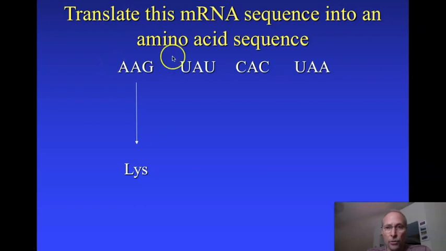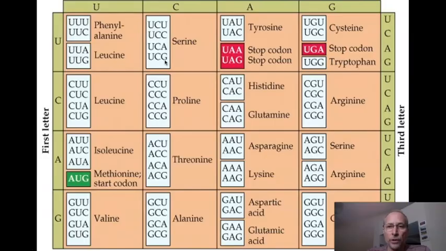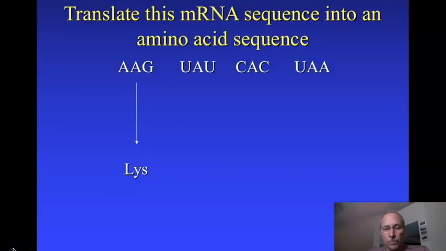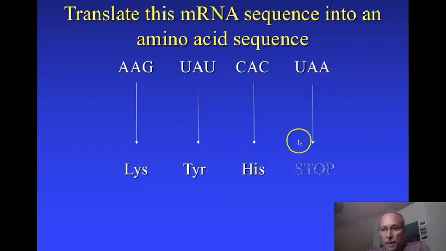Now what I would like you to do is to take these last remaining codons and use this chart on your own to translate the rest, and then stop the lecture, do that, and then come back and we'll talk about it. All right, so we have now that the AAG is lysine, and if you've done the rest, you've discovered that UAU becomes tyrosine, and CAC becomes histidine, and UAA doesn't become anything. It's a stop codon.